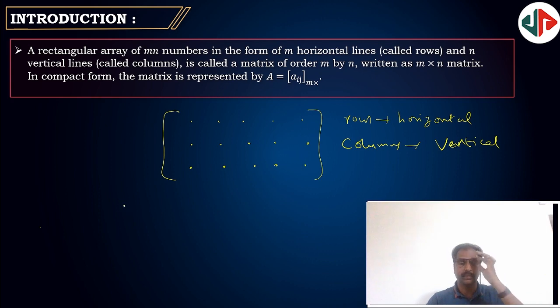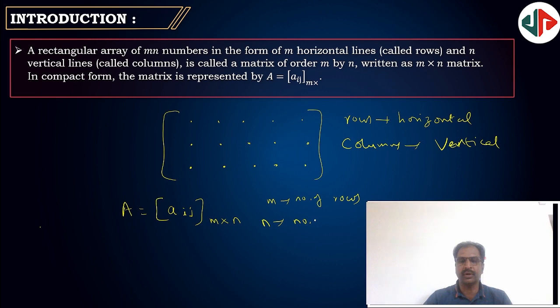In general, the element present in a matrix is denoted with Aij. The order of the matrix is said to be m by n. If m is the number of rows and n is the number of columns, then the order of the matrix or type of the matrix is written as m by n. This should be read as m by n but not m into n.